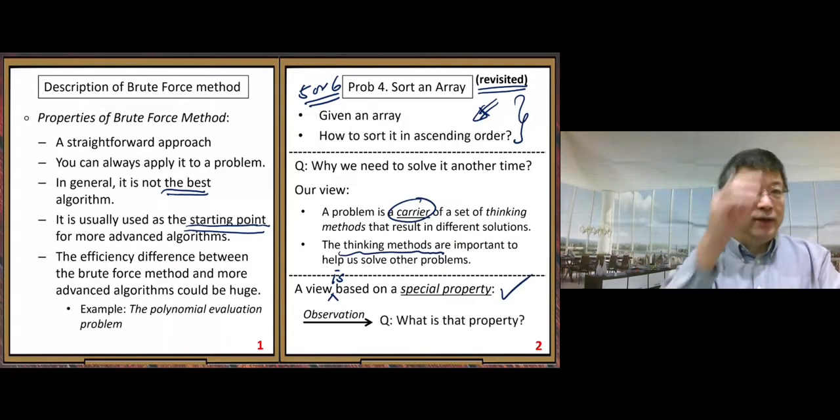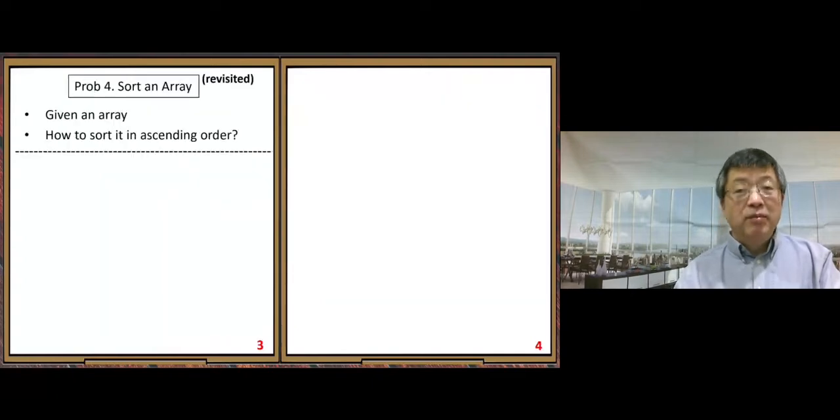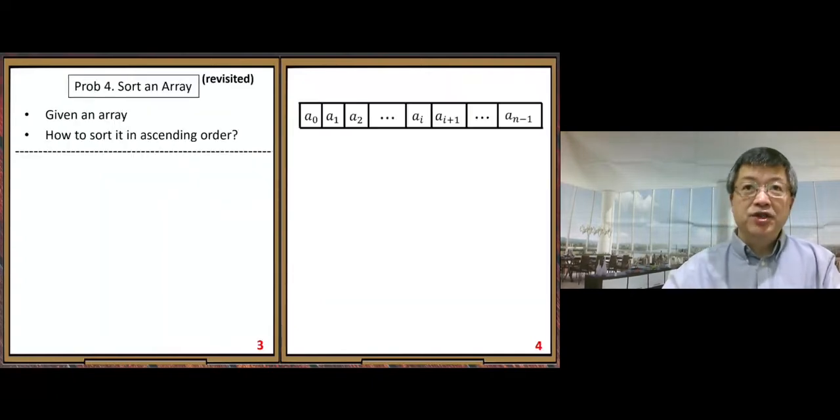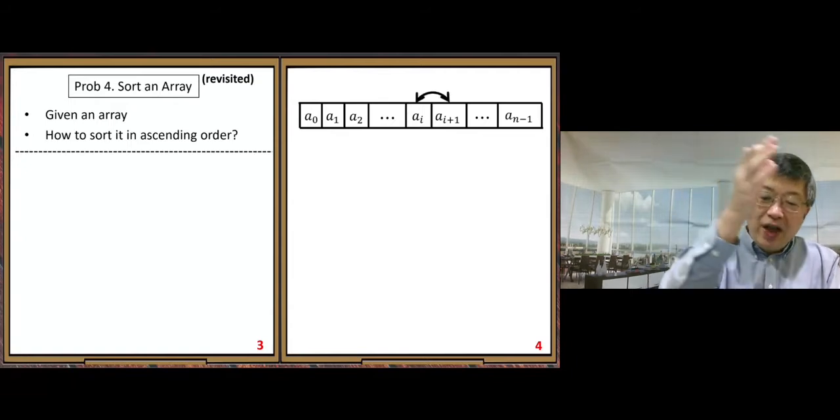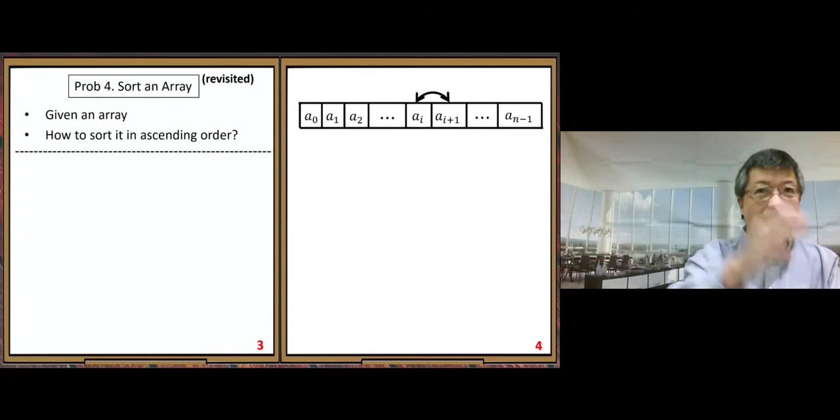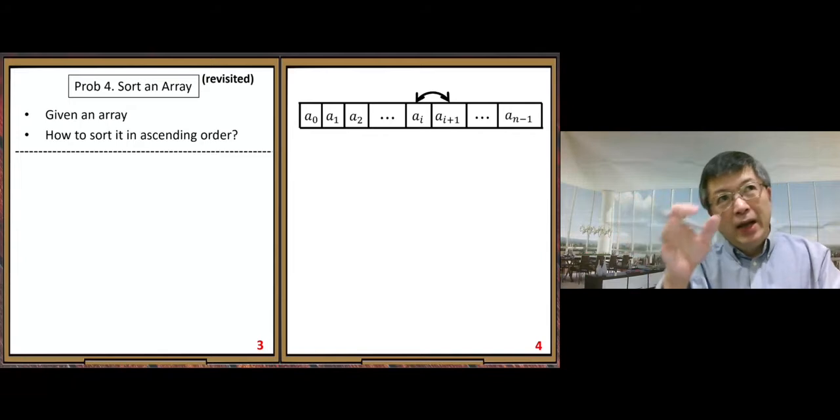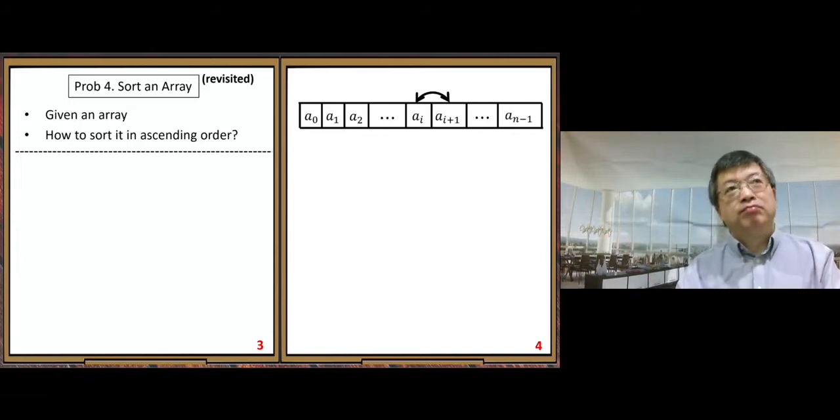Now, let's try to find it. Based on our analysis, we need to do some analysis to find that property. All right, so look at this array. Look at this array. Let's imagine in this way.